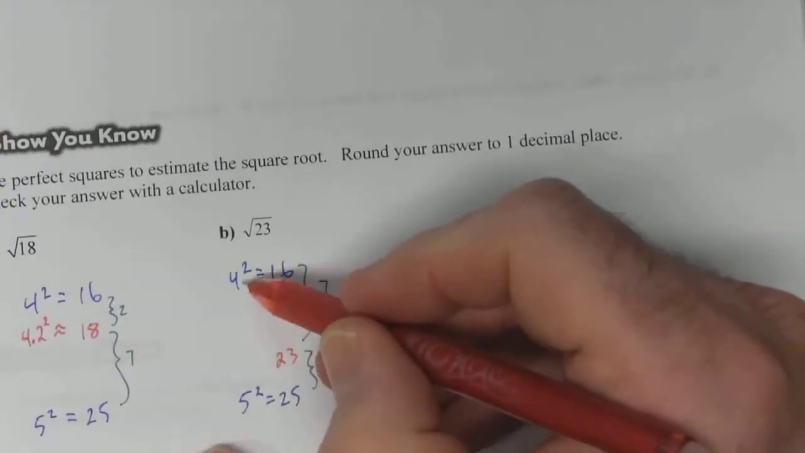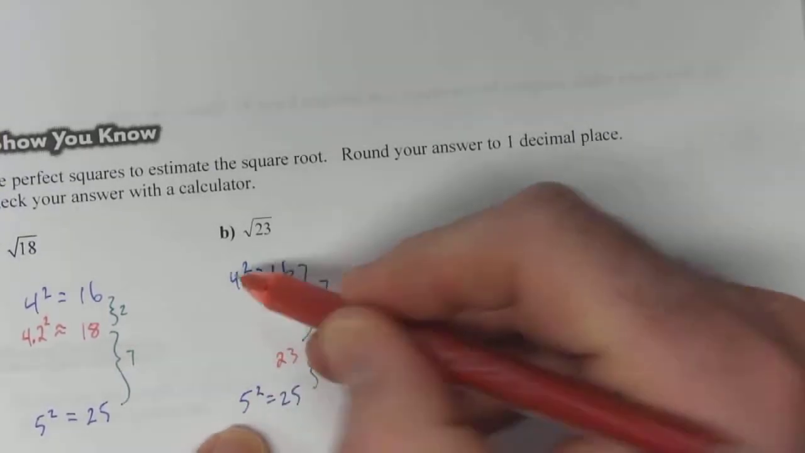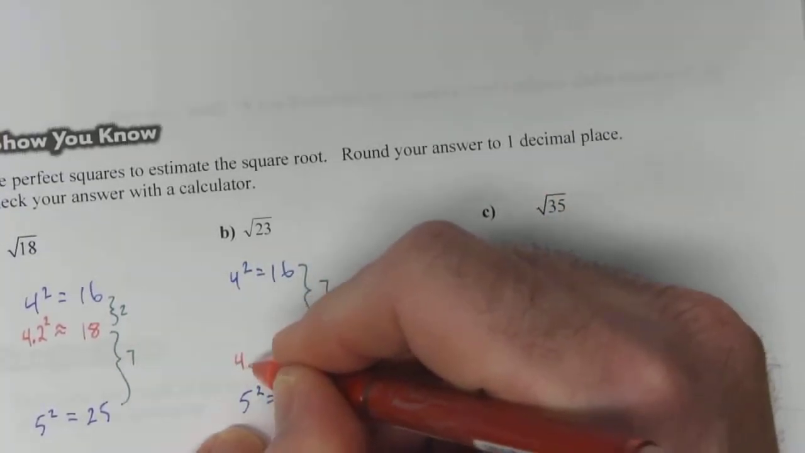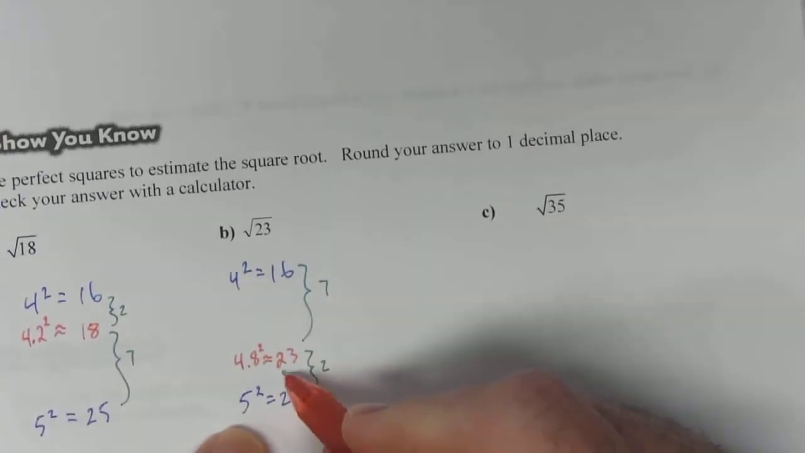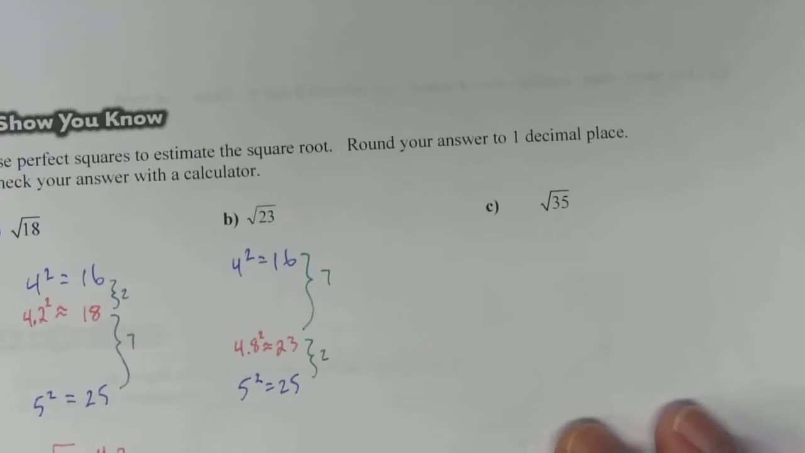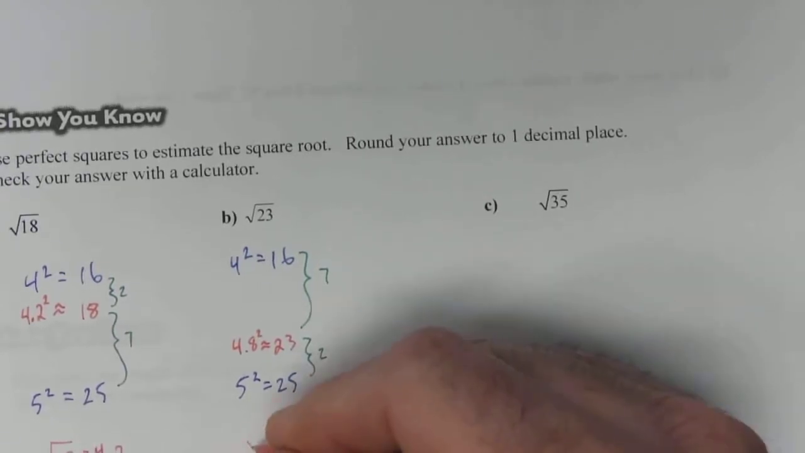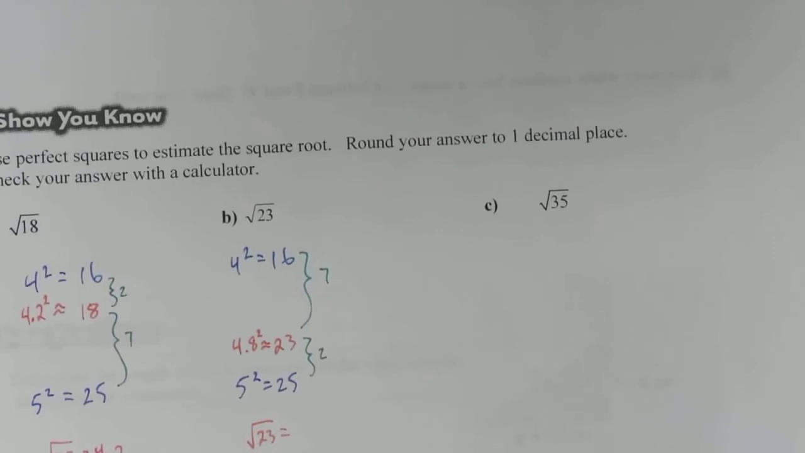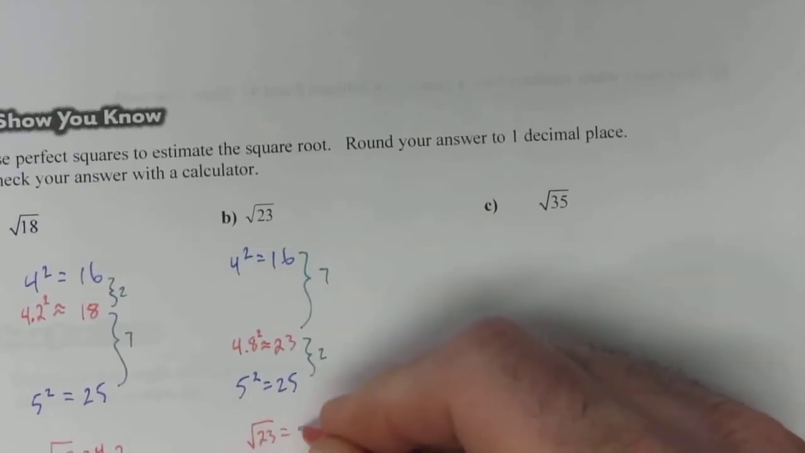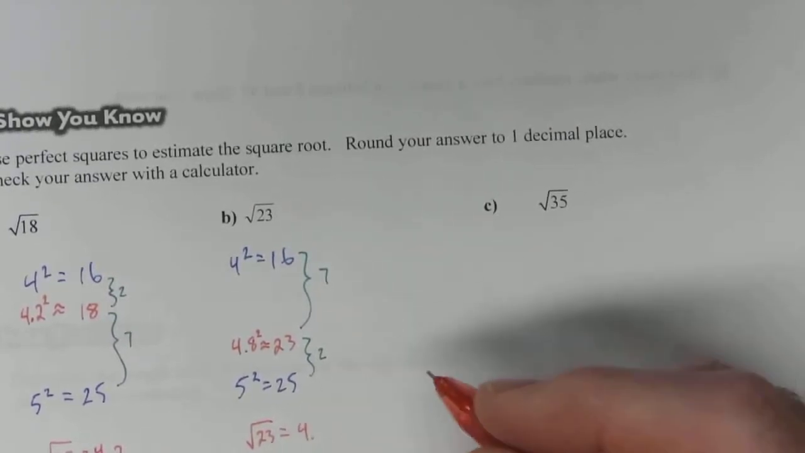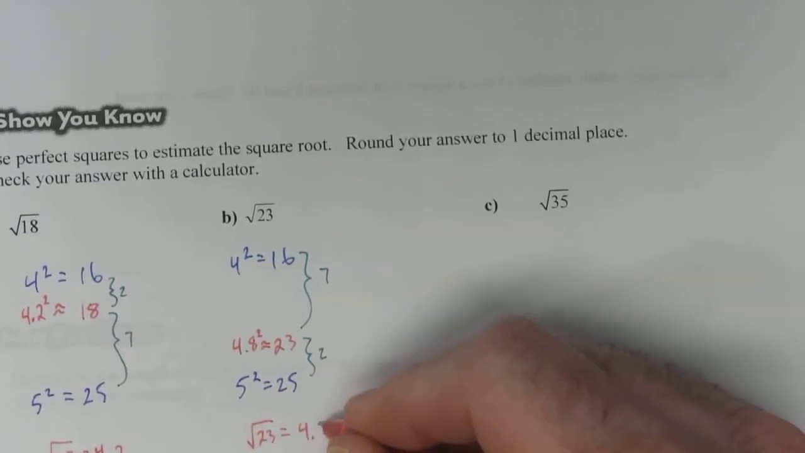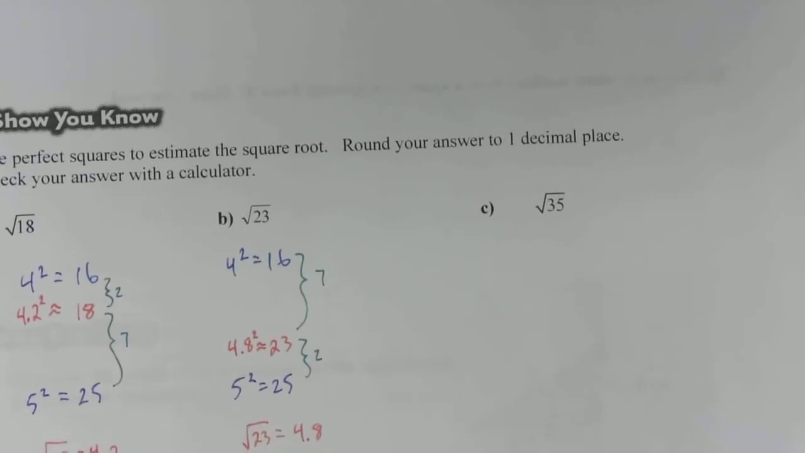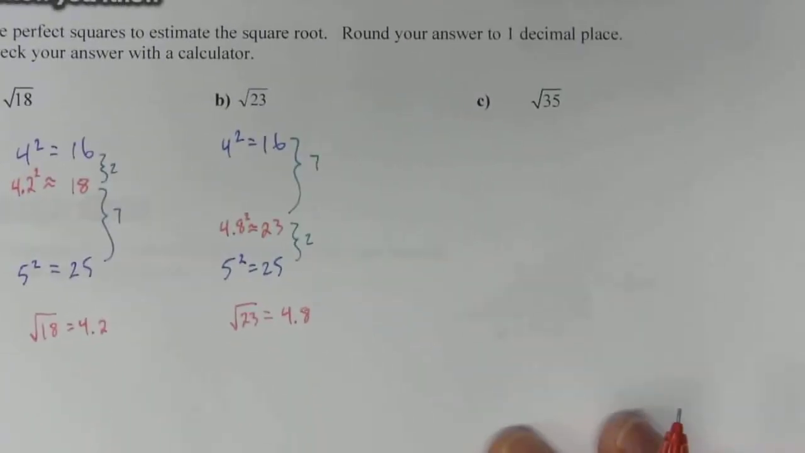So my estimate for the square root means it's going to be closer to 5 than it is 4. So I'm going to estimate 4.8 squared is approximately equal to 23. And again, check it on your calculator. The square root of 23 is actually equal to, on the calculator it says 4.7958, and it goes on, so that rounds to 4.8, which again was our estimate. So that's a good estimate.